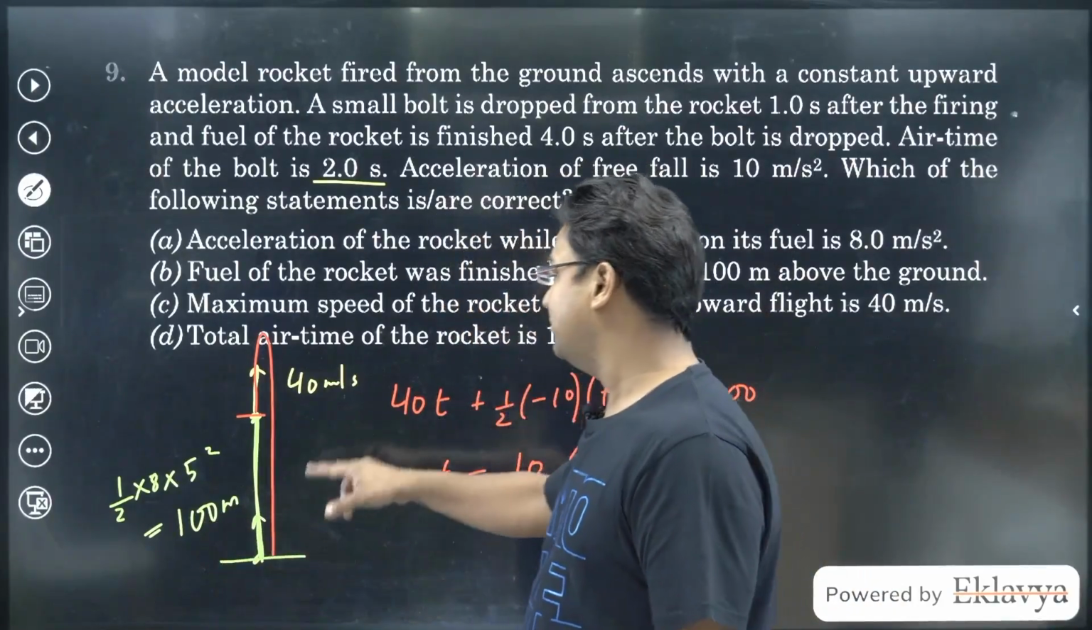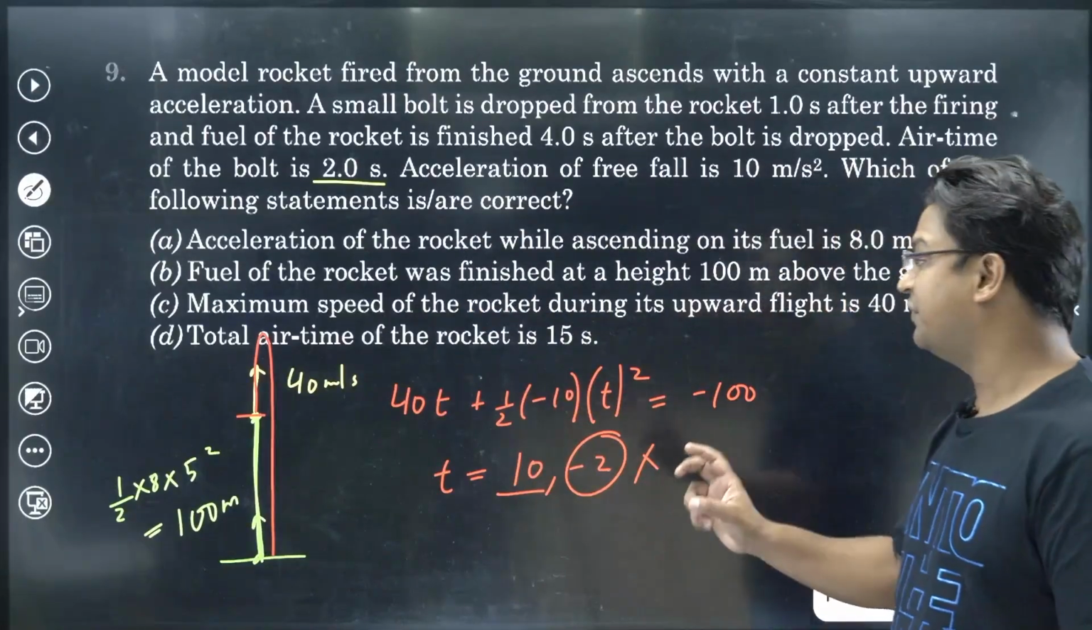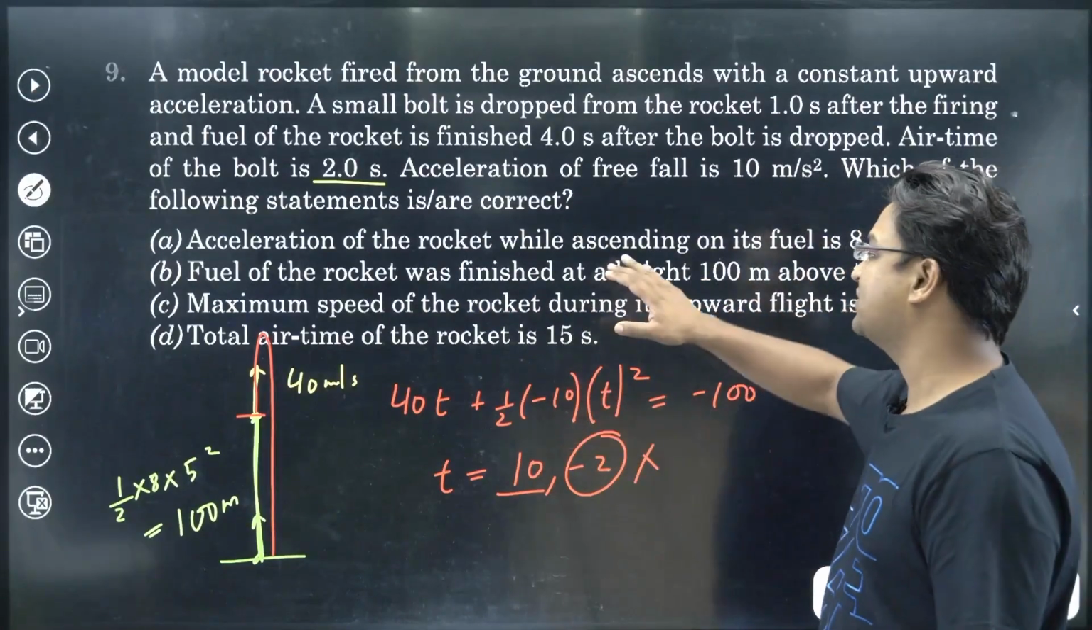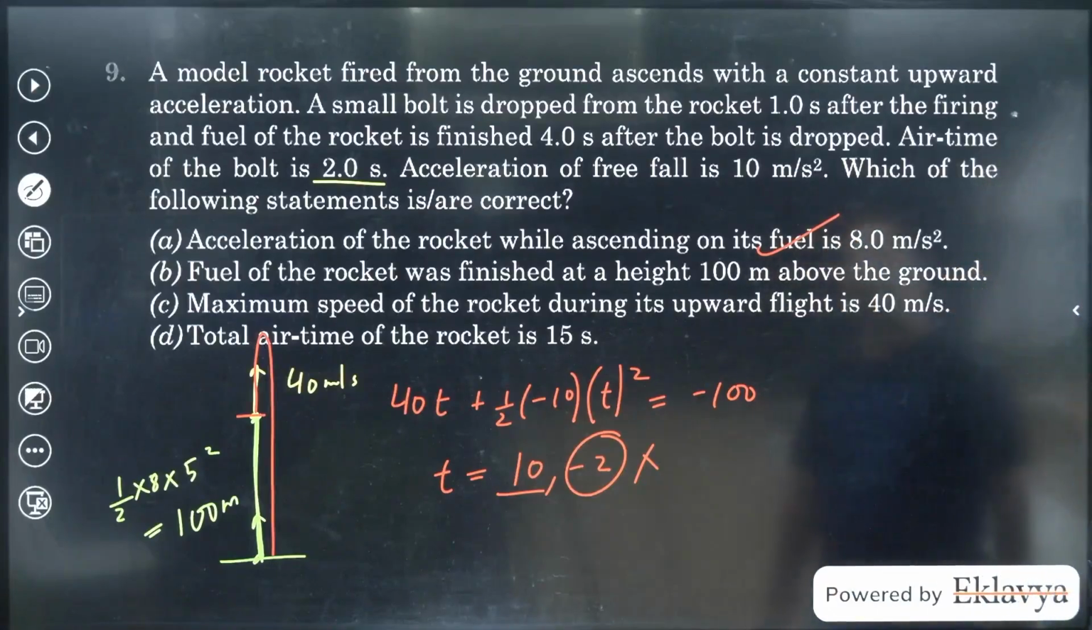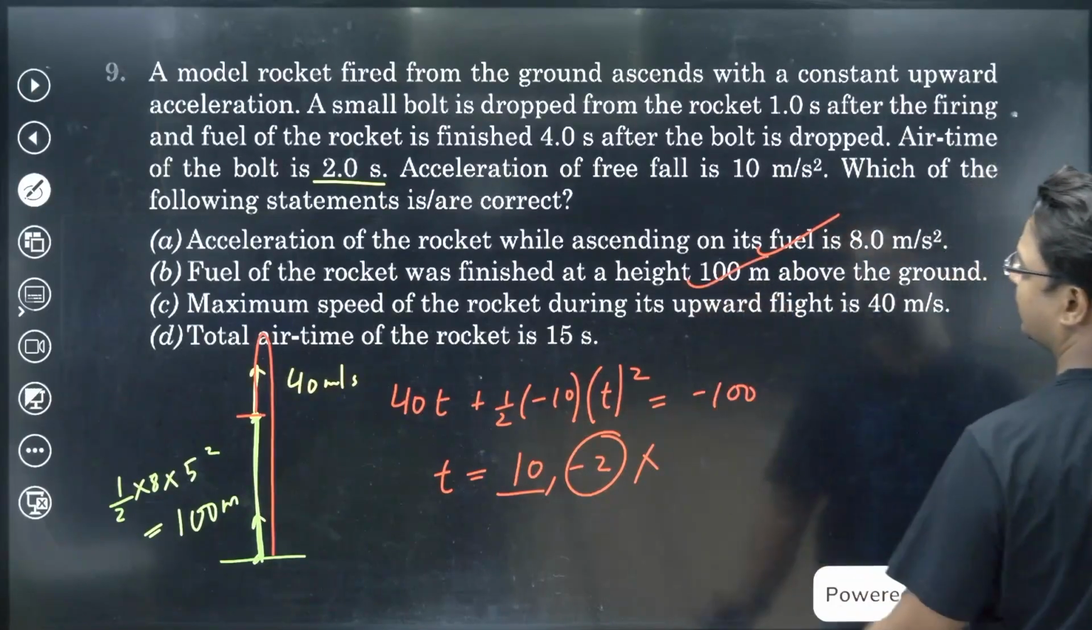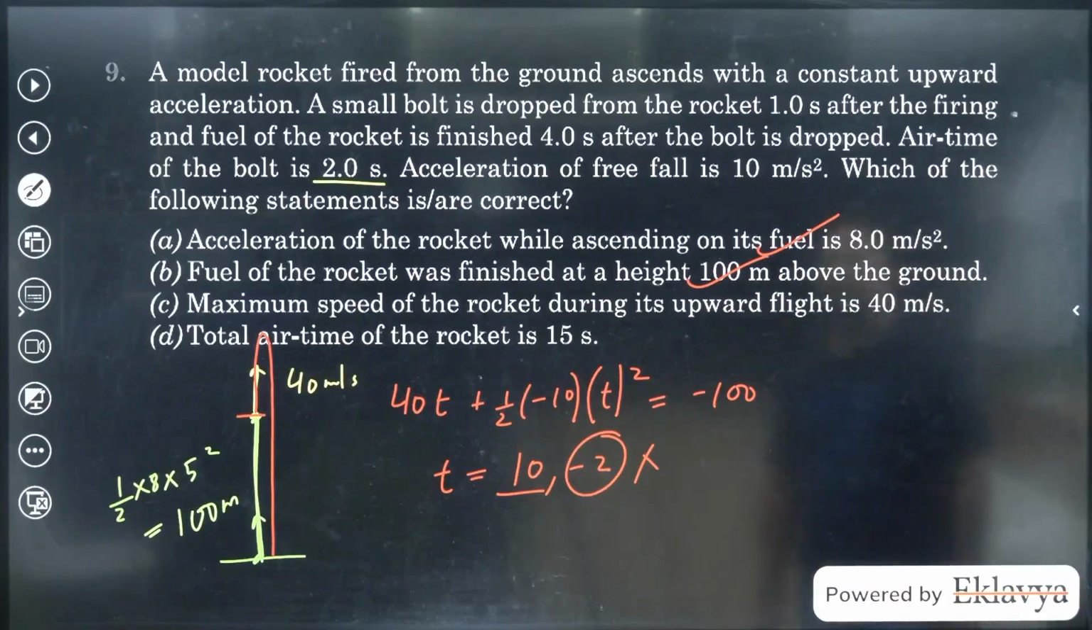So the total time in which the rocket was airborne was 15 seconds. So let's read the options now. Acceleration of the rocket was 8 meter per second square. This is correct. Fuel of the rocket was finished at a height of 100 meter above the ground. This is also correct.